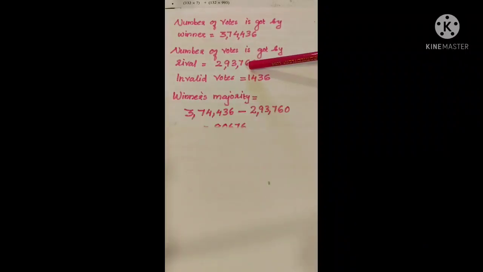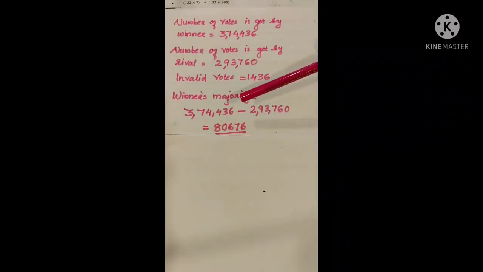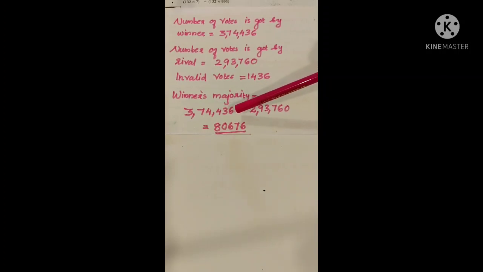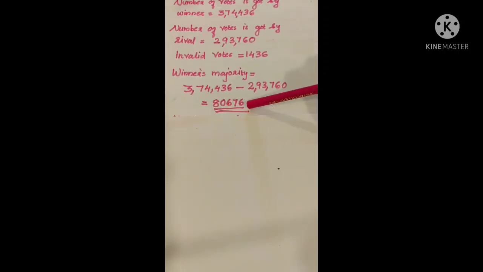Here rival means loser or opponent. That is, by subtracting 2,93,760 from 3,74,436, we get the answer as 8,676. The majority vote got by the winner is equal to 8,676. Then we have to calculate the total number of votes polled.